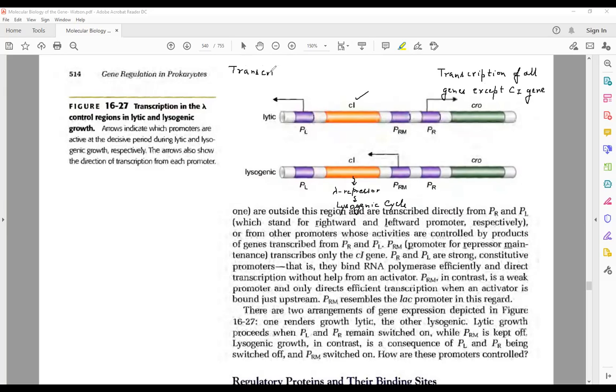Transcription of all genes except CI. So every gene is going to be transcribed except the CI gene. Moving forward.